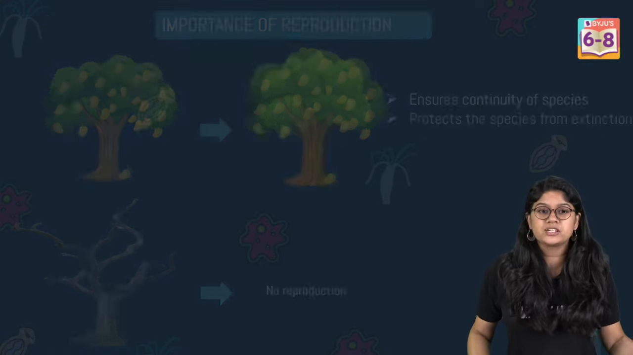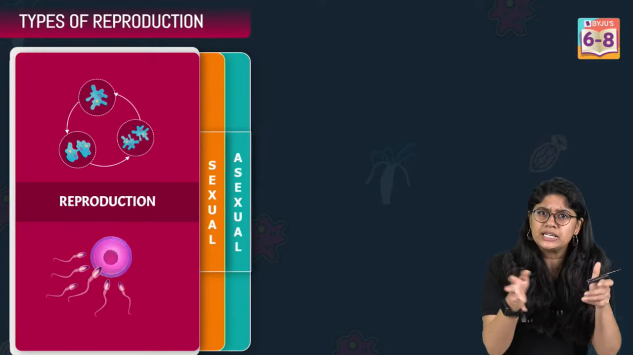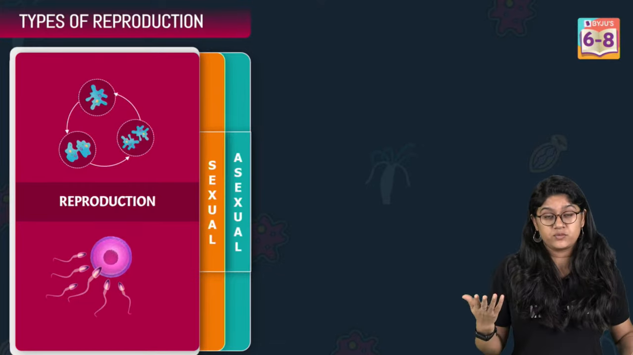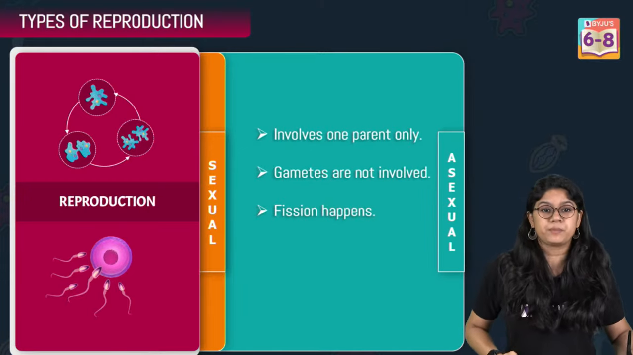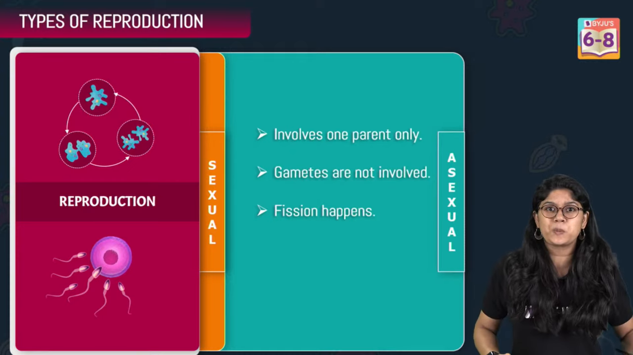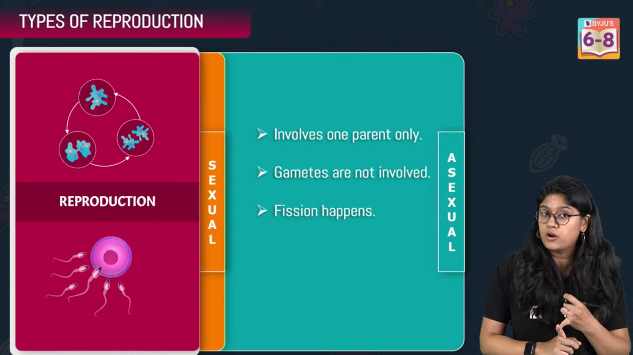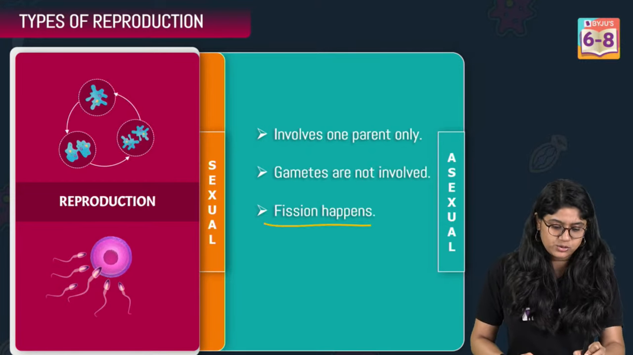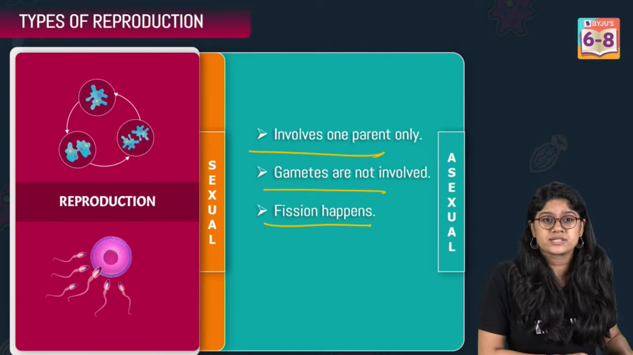Now let's talk about the different types of reproduction. Reproduction can broadly be categorized into two different categories. We have asexual reproduction that involves only one single parent. This is very important, everyone. Super important. Please do pay attention here. Asexual reproduction, only one parent is involved. There are no gametes formed and fission happens. These are the important points that we will remember about this.